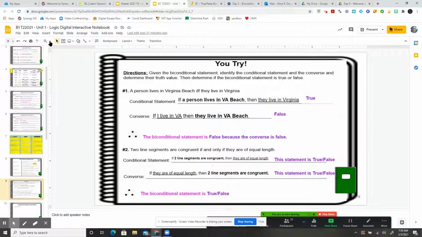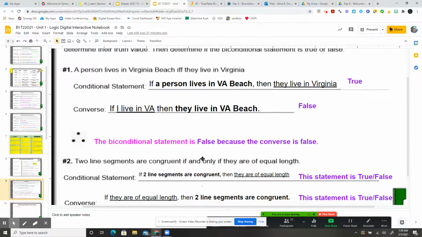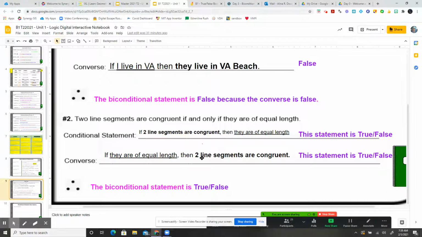I did this one down here. I want you to check yours to see if you agree. I'm going to see if I can come down here. Make it a little bigger, easier for us to see. If two line segments are congruent, so I took the beginning of the sentence, the hypothesis, and put it behind an if. Then I took the end of the sentence, the conclusion, and put it behind the comma then.